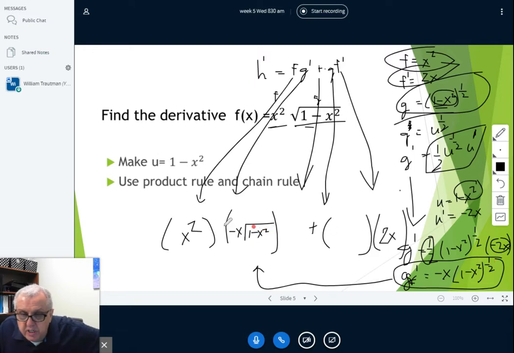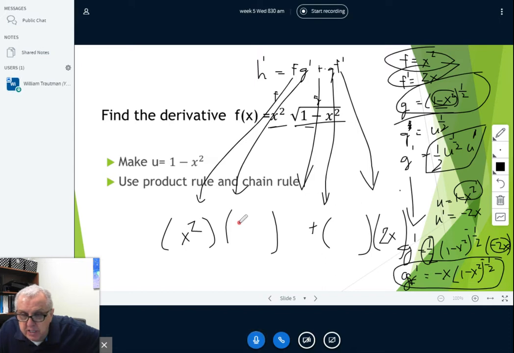And since it's to the 1/2 power, I don't think it's to the 1/2 power. It should be to the negative 1/2 power. Yes. We had g, and then we had g prime is the negative 1/2 power. Boy, it's just getting so messy here. I apologize. That should be the negative 1/2 power.